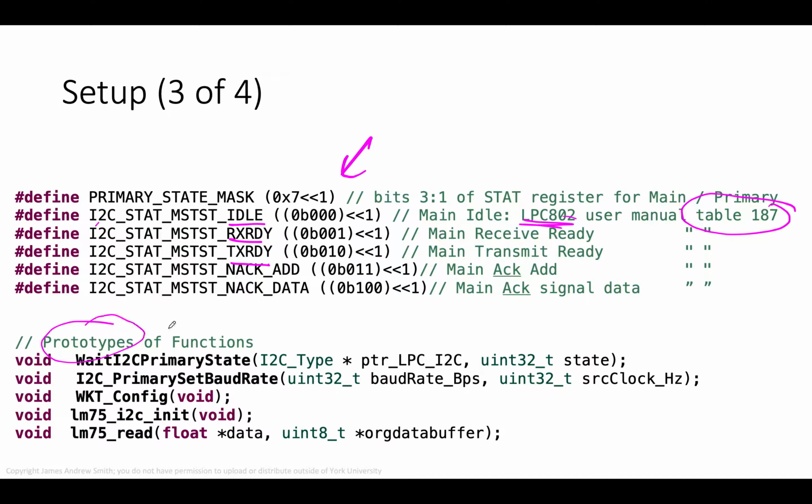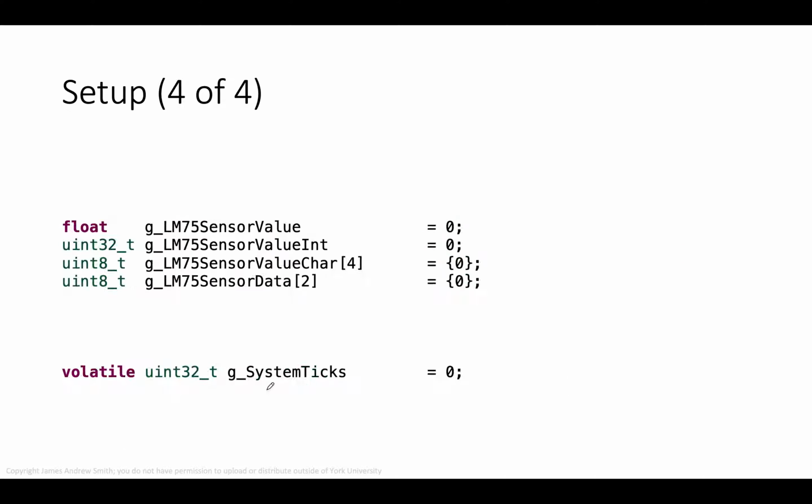Below we have a few prototypes. Of course, in a C program, you have to define the prototypes of functions before they're encountered. Sometimes you put them in a header file. Otherwise, if you're just writing everything in one C file, you put them at the beginning of the main C file that you're dealing with. So we have functions here related to initializing the LM75, reading the LM75, and establishing things like the frequency or baud rate of the LPC802's connection to the LM75. We have some more global variables over here.